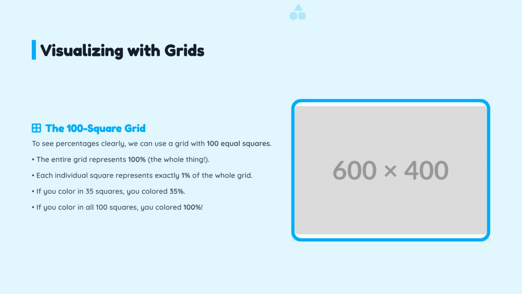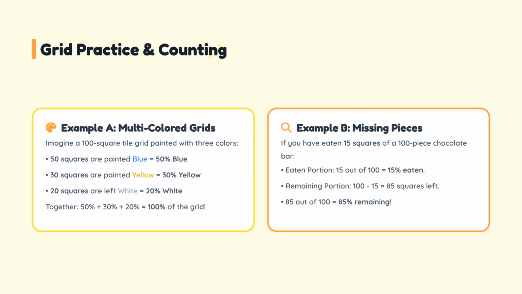We can visualize percentages using a 100 square grid. The entire grid is 100%, and each single square is 1%. If you color 35 squares, that's 35%. Let's practice. In a multicolored grid, if 50 squares are blue, 30 are yellow, and 20 are white, you have 50% blue, 30% yellow, and 20% white. Or, if you eat 15 squares of a 100-piece bar, you've eaten 15%, leaving 85%.